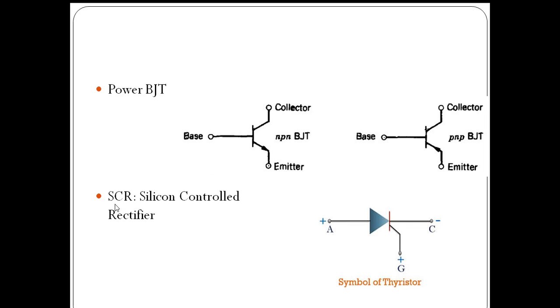Next, SCR, silicon controlled rectifier. So this is the symbolic representation of SCR. It's almost like a diode only, but here we have an extra gate terminal, which is providing the controlled conduction of the device. Please all of you note down these symbols.